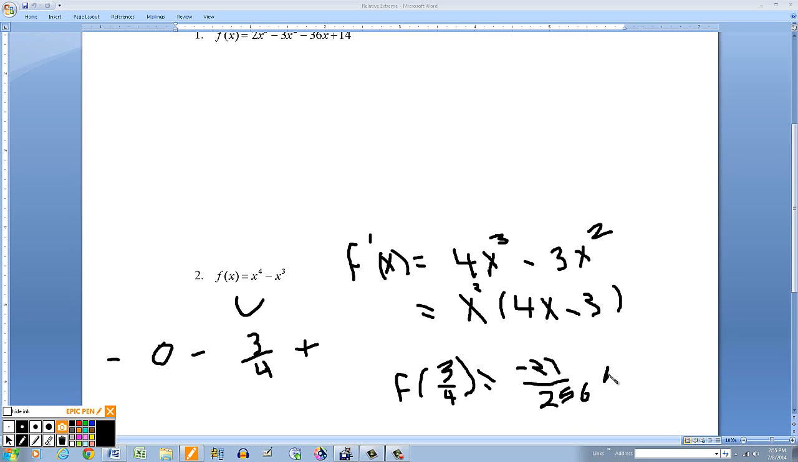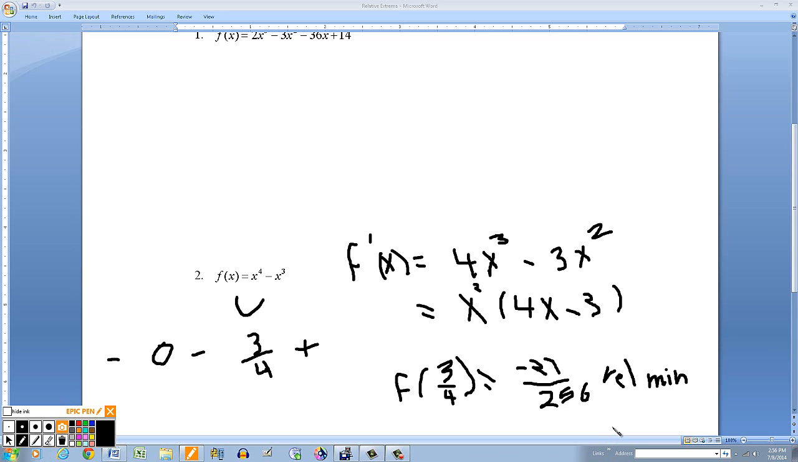This is then your relative minimum. So again, at x equal 3/4, the graph reaches a low point, and the minimum value at that particular value of x is negative 27 over 256. Okay, so again, this particular function had two critical numbers, 0 and 3/4, but only one of them led to an extrema, in this case a relative minimum.